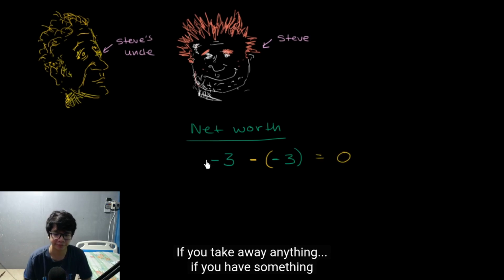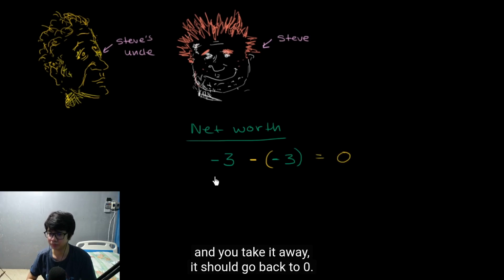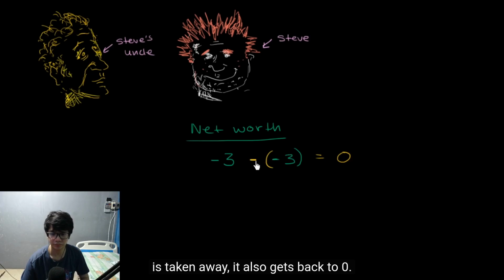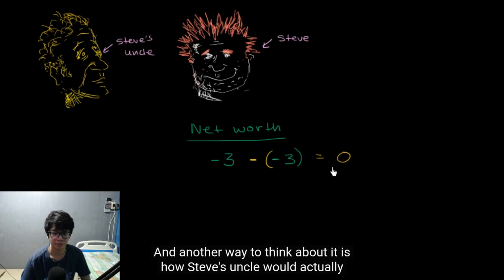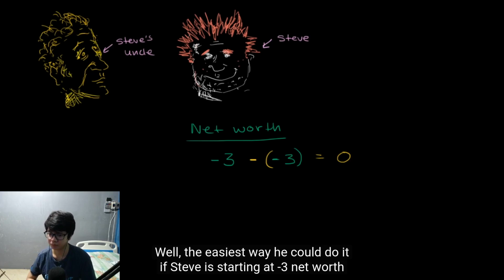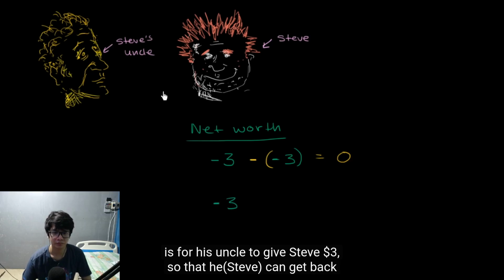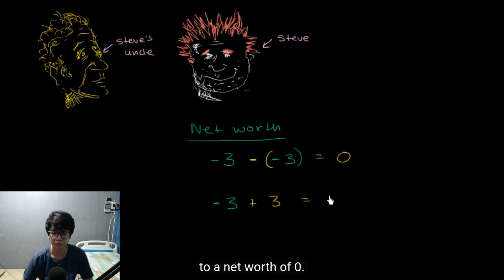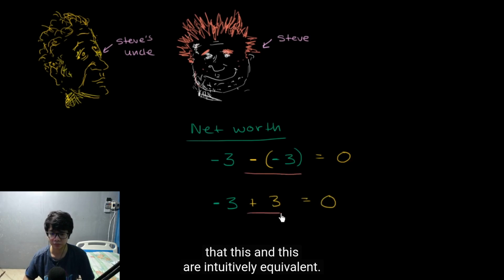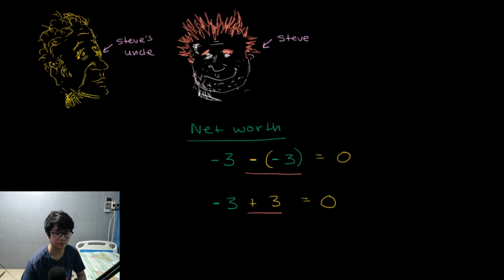If you have something and you take it away, it should go back to 0. So similarly, if you owe people things and that owing is taken away, it also gets back to 0. Another way to think about it is how Steve's uncle would actually take that liability, that debt away from Steve. Well, the easiest way he could do it, if Steve is starting at negative 3 net worth, is for his uncle to just give Steve $3, so that he can get back to a net worth of 0. So hopefully that makes it a little bit clearer that this and this are intuitively equivalent.